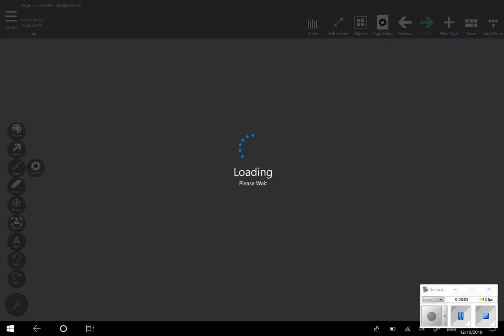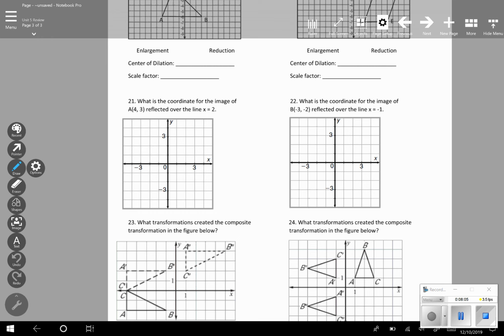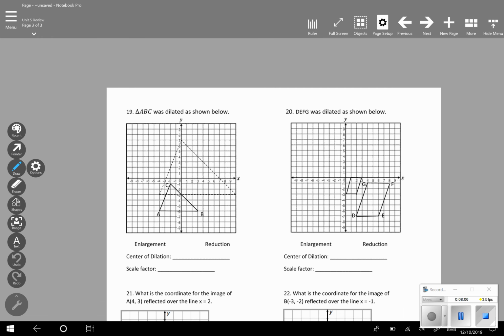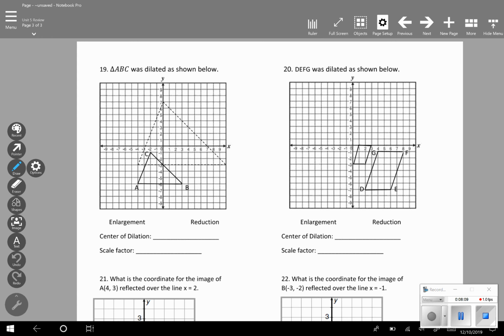Last page. Okay, it says triangle ABC was dilated as shown. So the solid is the original, the dashed one is the new one. So we need to decide, is this an enlargement or a reduction? Okay, well it got bigger, so that's an enlargement. Now our center of dilation. We need to find the slope going between the old point and its matching new point.